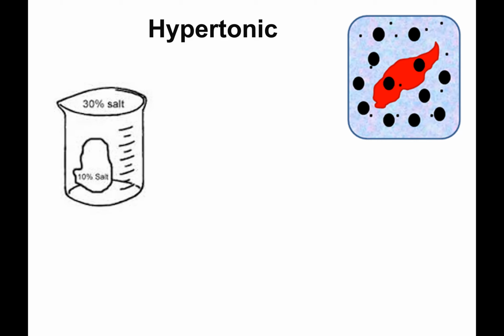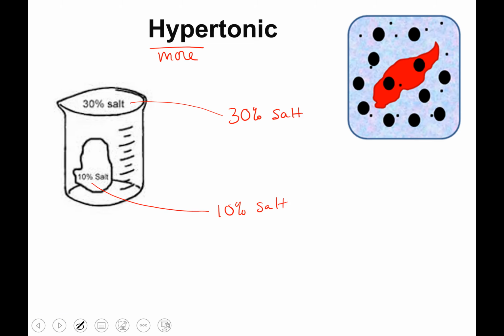Hypertonic, just think of someone who's hyper, has like too much energy. This means more. And again, if we look at our solution outside of the cell, it's 30% salt. Inside the cell is 10% salt. So the solution outside of the cell is hypertonic, more stuff, compared to, let me write hypertonic outside of the cell compared to the inside of the cell.